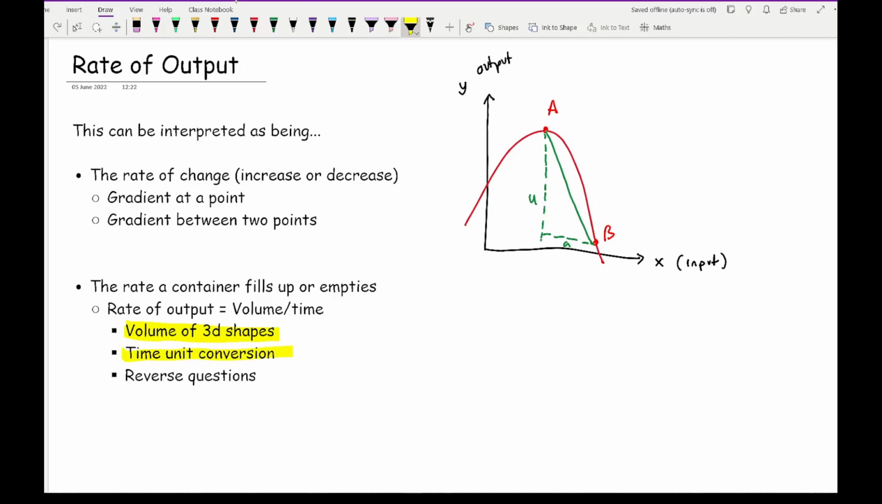And then reverse questions, as I previously mentioned: sometimes they may tell you that you need to work out the volume of, let's just draw a quick cylinder of this, and you've got 15 and you've got 6 centimeters, and you might say that this container empties at 0.6 liters per second. Okay, which is pretty fast. So then the question might ask you how long will it take for the container to be emptied? That would be an example of a reverse question, because this here is your rate of output.